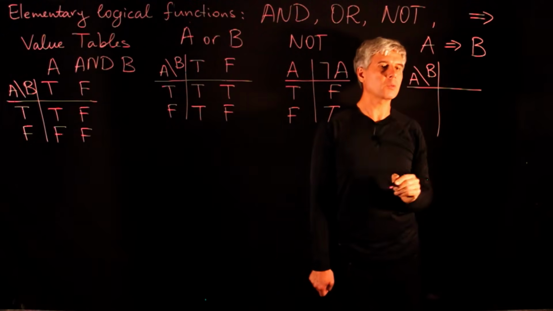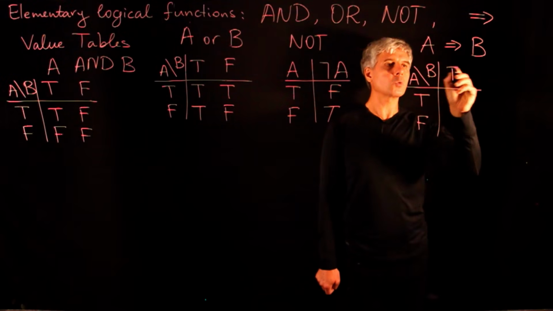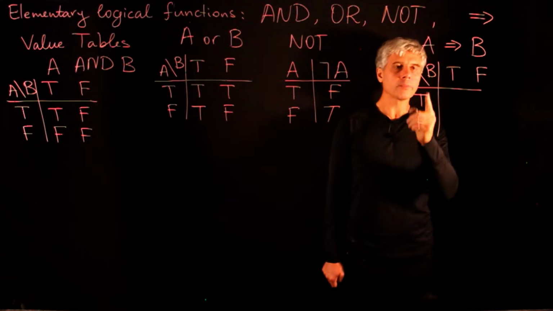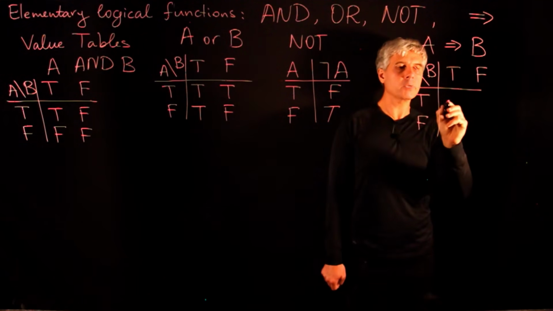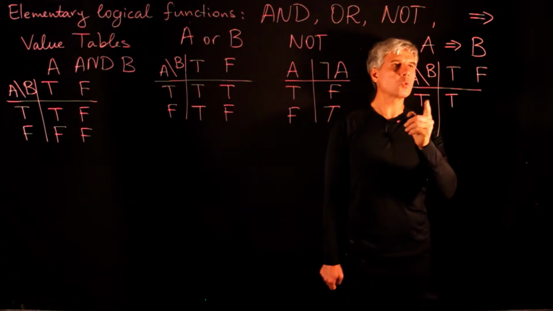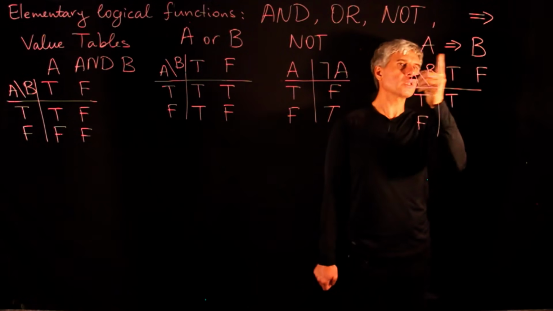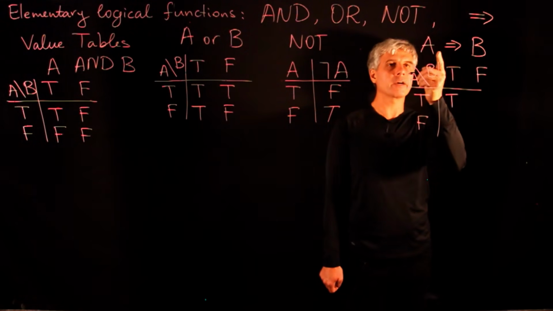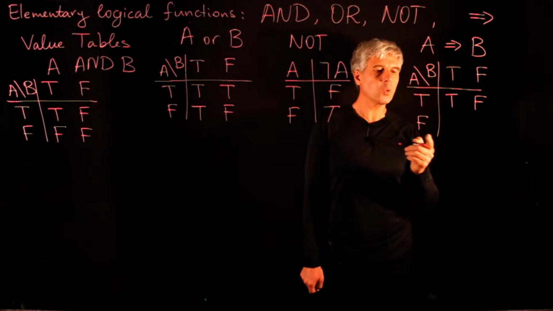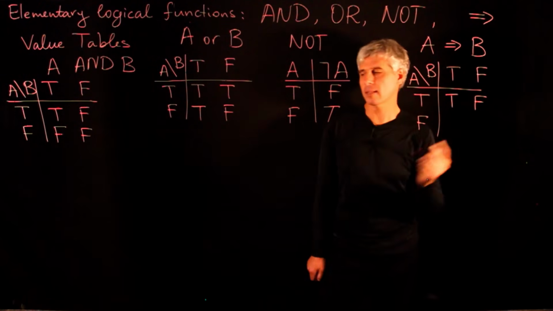So here A and B are two statements. A could be true or false, and B could be true or false. Now, if A is true and B is true, then A implies B is true. If A is true and B is false, then A does not imply B. So if A is true and B is false, this means that this is false. It is not so obvious what values to put in the second line.